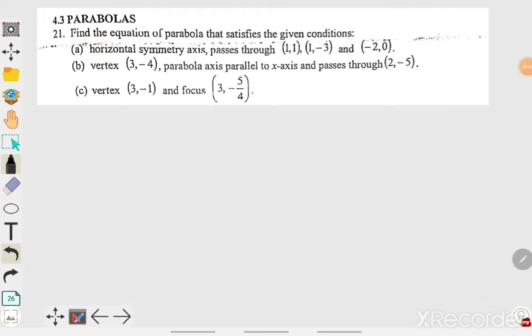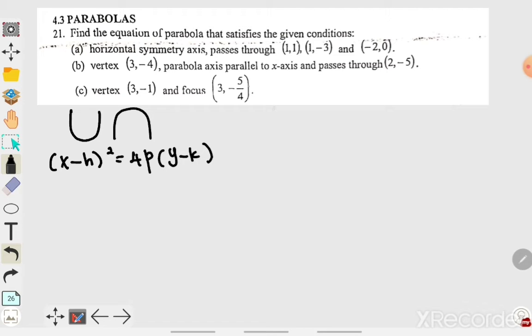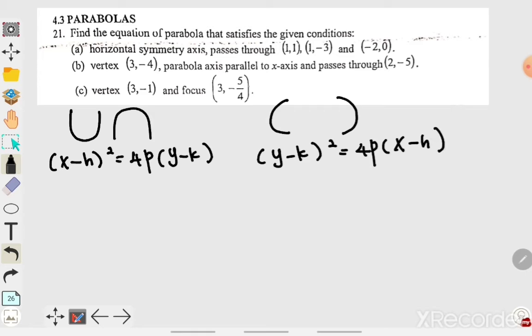To be clear, let's move on to 4.3 Parabolas, tutorial number 21. Before we answer this question, I would like to recap the previous knowledge. For the parabola, we have concave up and concave down, with the formula (x minus h) squared equals 4p(y minus k). Next, we have open to the right or open to the left, and the formula is (y minus k) squared equals 4p(x minus h).